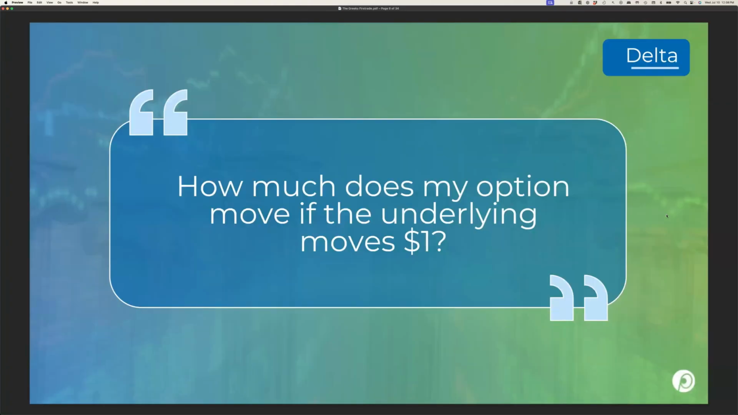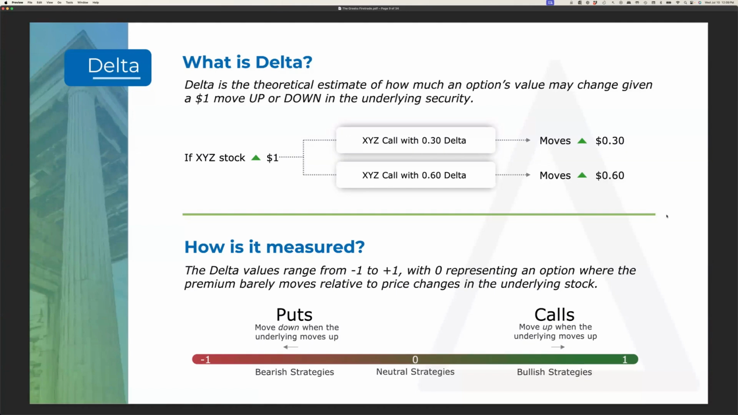So the first thing I want you to understand is how much does my option move if the underlying stock moves by $1, right? So you own an option, whether that's a call or a put, whether you are long the call or short the call, long the put or short the put, it doesn't matter what option you own. One of the first things you want to understand is how much is the option going to change by if the underlying stock moves by $1. And that's exactly what delta tells us. So we're going to go over 4 Greeks today. The first one we're going to look at is delta, arguably the most important Greek of all of them.